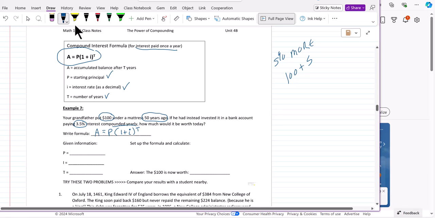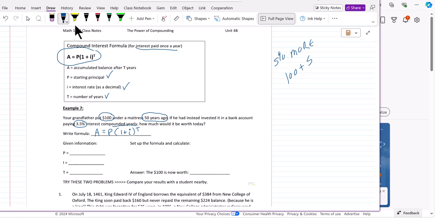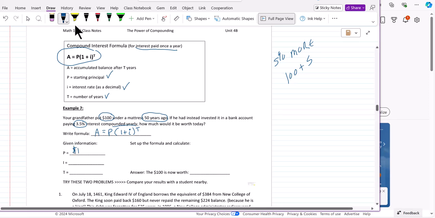Okay, so what's the principal in this problem? $100. Good, that's $100. Okay, what's the interest? 3.5. If you change that to a decimal, what is 3.5 going to become? 0.035, right? You move the decimal to the left two places, okay? And the time on this is 50 years, okay?